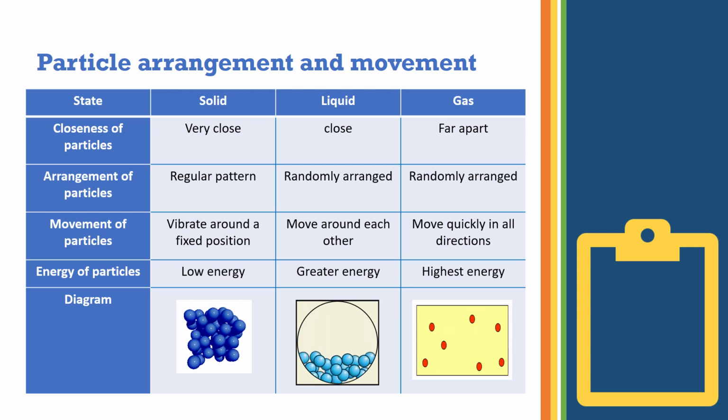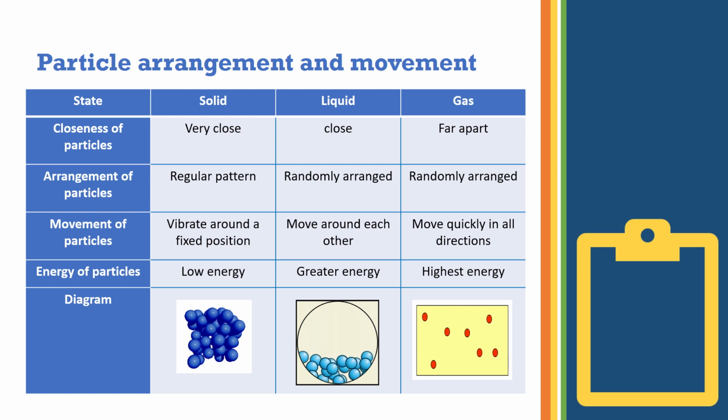On the header, as you can see, we have the solid, liquid, and gas, and the closeness of the particles. The solids are very close together, as you can see in the diagram. Liquids are close enough, they're close, but they can move around each other. Gases, they are far apart, right?